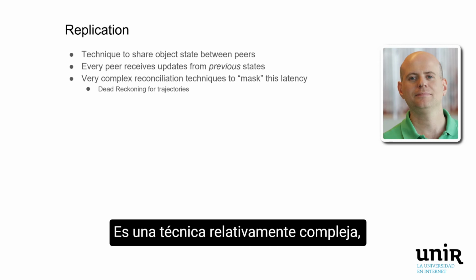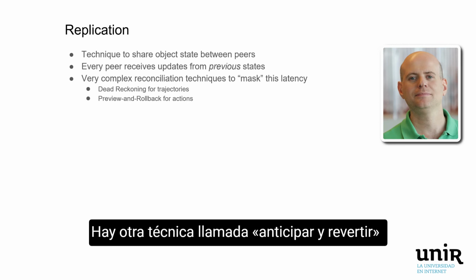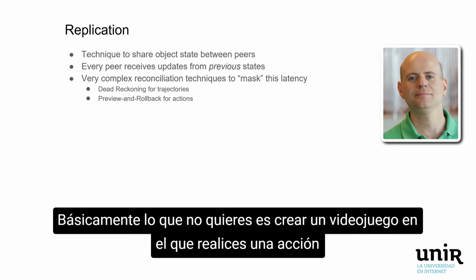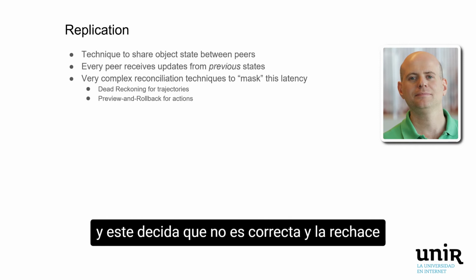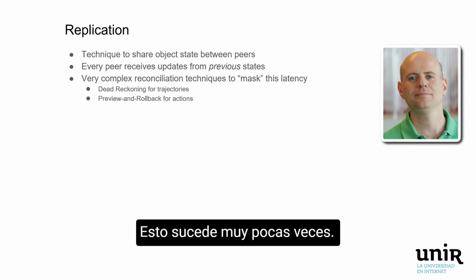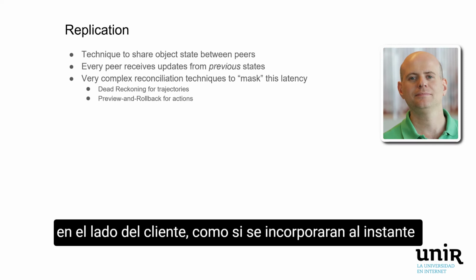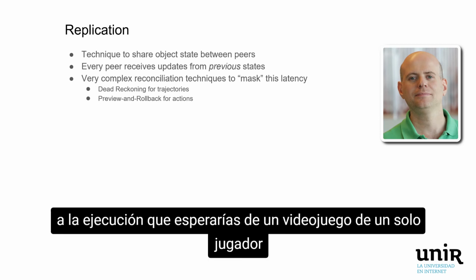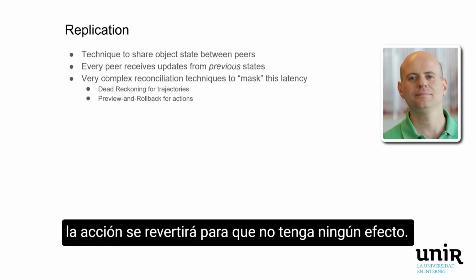It's a relatively complex technique. I have some links in useful resources in case you're interested. But there's another thing which is called preview and rollback for actions. Basically, you do not want to create a game where you do an action, that action causes a verification on the server side, and then the server decides that the action wasn't correct and it gets rejected. This happens very rarely, actually. So what you do is execute actions immediately on the client side, as if they had the immediate execution that you would expect from a single player game, and in the rare case that they need to be cancelled, the action is rolled back to have no effect.